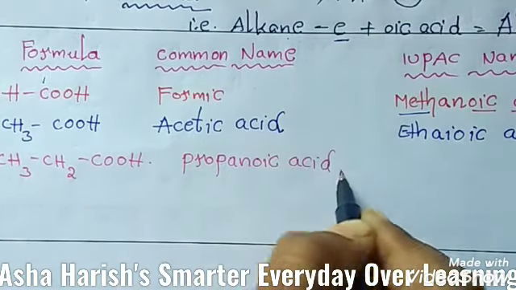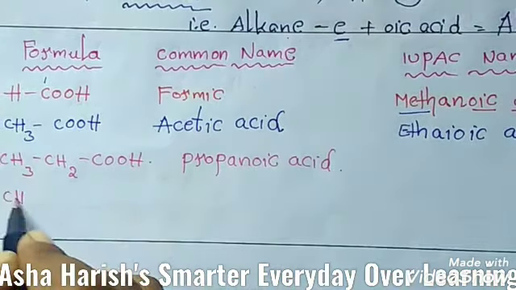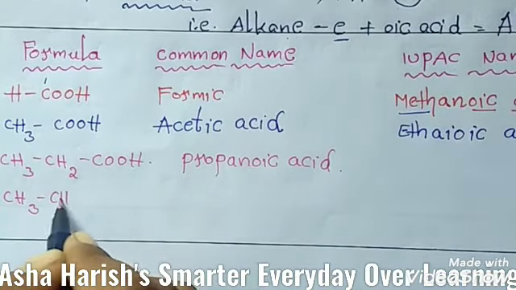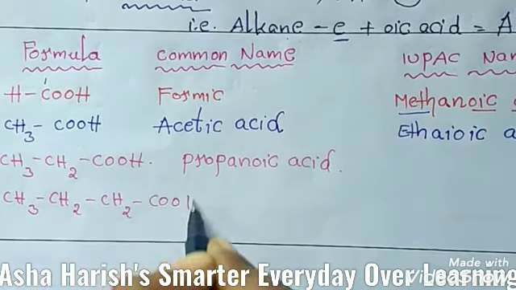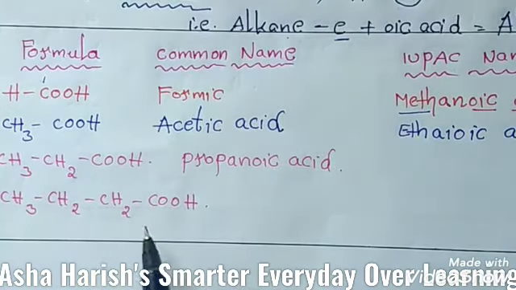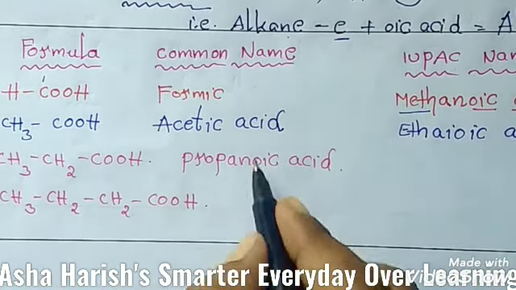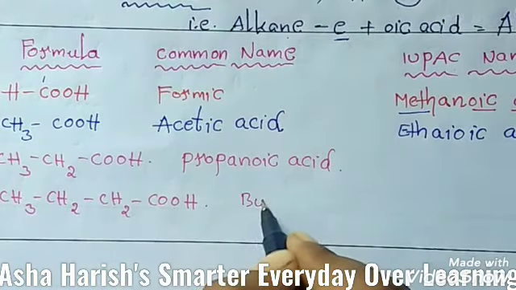And the IUPAC name is also the same. Let's see the next one, CH3, CH2, again CH2, COOH. Here 4 carbons are present. Then, students, the root word is but.